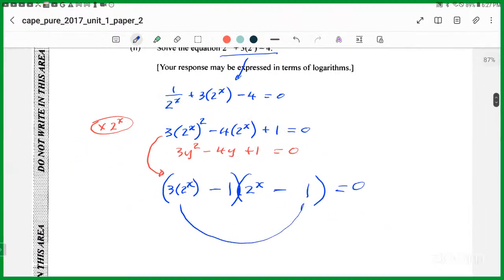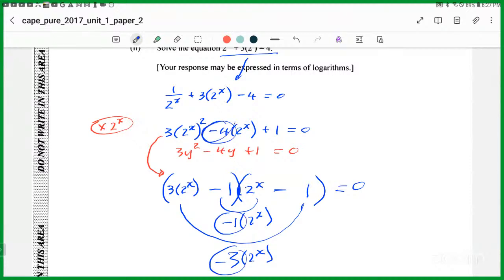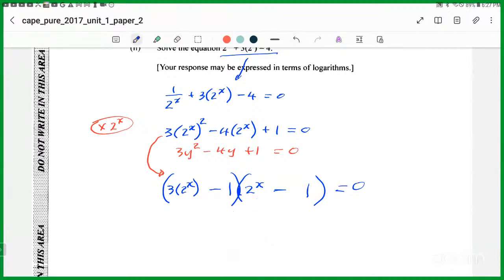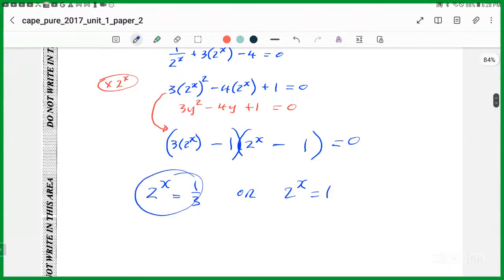So you can check it. This is 3 times 2 to the x, that's a minus, and this is minus 1 times 2 to the x. Minus 3 and minus 1 makes minus 4. So the factorizing is good, and you can proceed. Then each bracket equals 0, with 2 to the x as the variable in it, making it the subject: 2 to the x equals 1 over 3, or 2 to the x equals 1. So now you're solving these two equations.